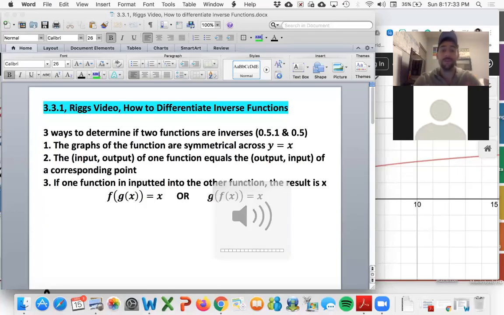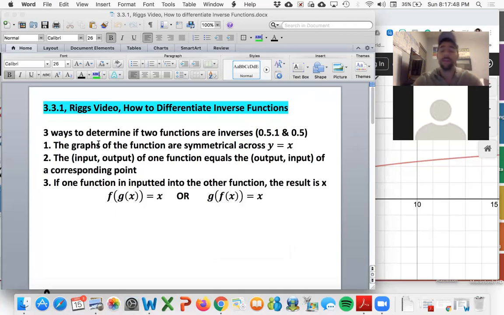Hey you all. So in this video, we're going to learn how to differentiate inverse functions. Before we dive in, here's a little review of some of your summer homework, which was objective 0.5.1 and really all of objective 0.5. So if you want a deeper review of inverse functions, check that out.